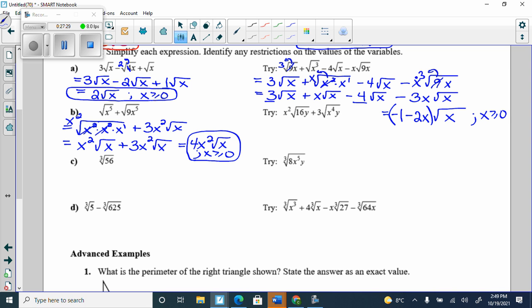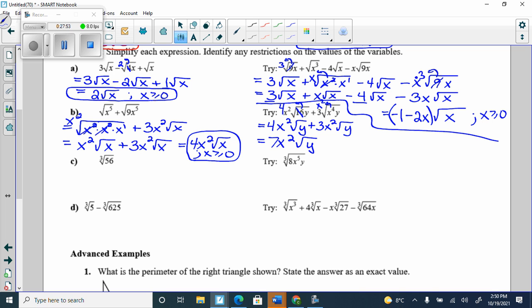All right. So here we have root 16 comes out as a 4. And then the x to the 4 comes out as an x squared. So we have 4x squared root y plus 3x squared root y. 4x squared plus 3x squared is 7x squared root y. And then I had an x underneath and a y. So we could say x comma y have to be greater than or equal to 0.